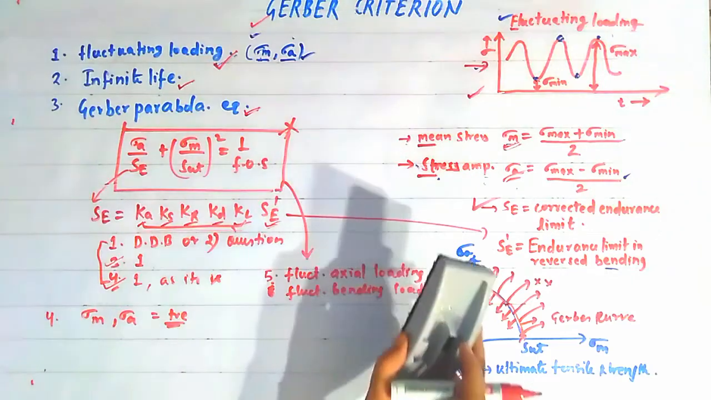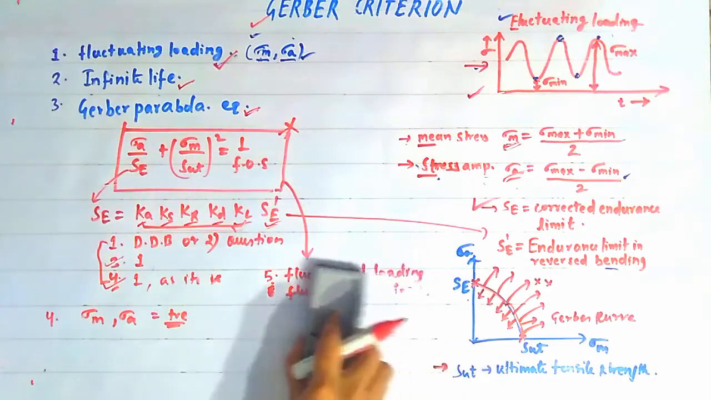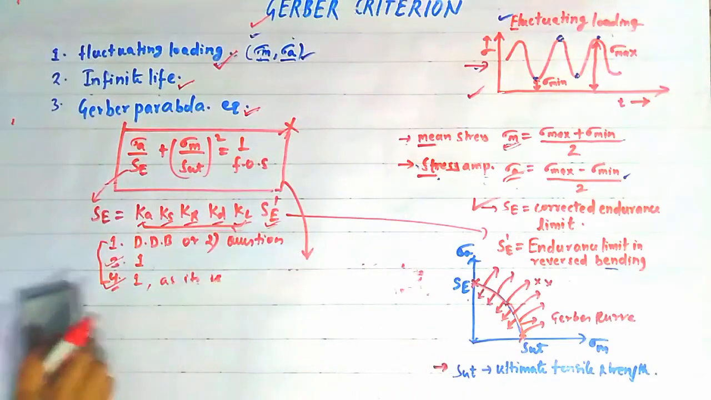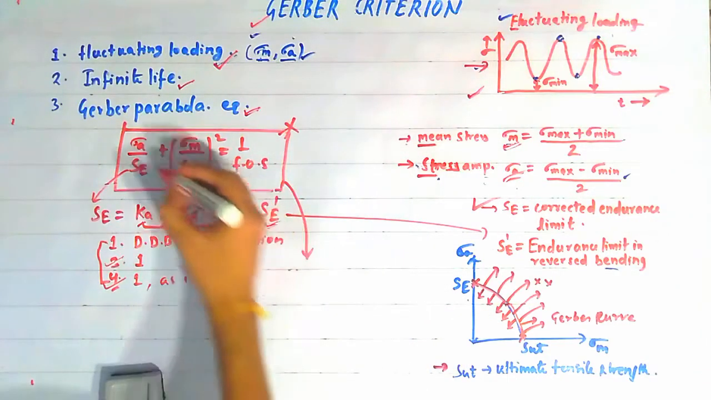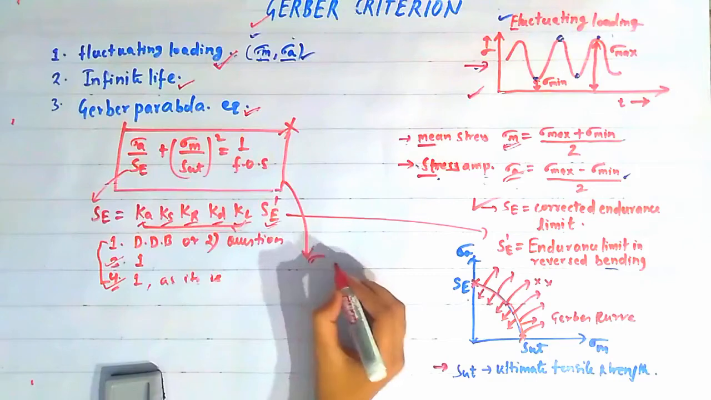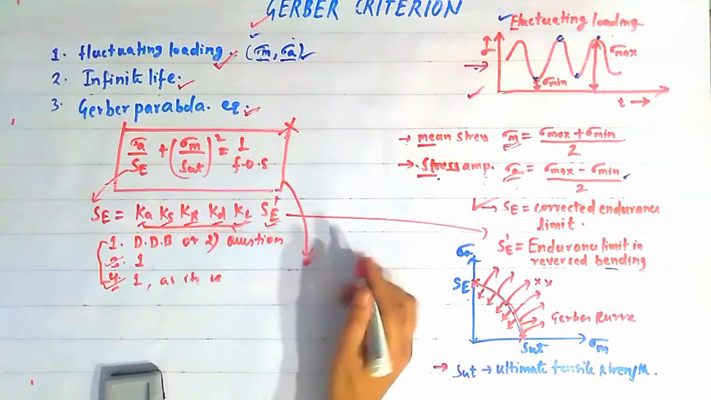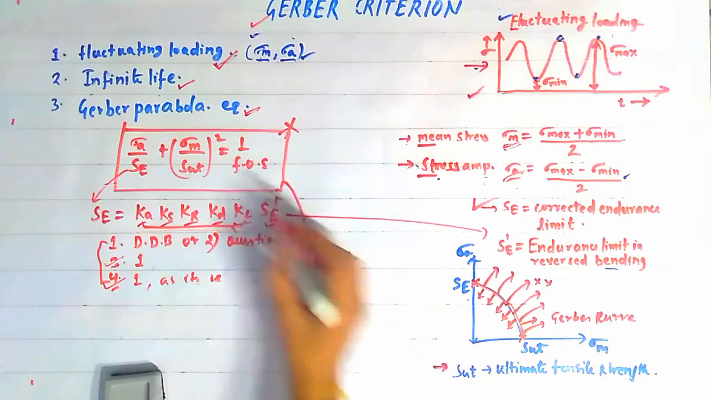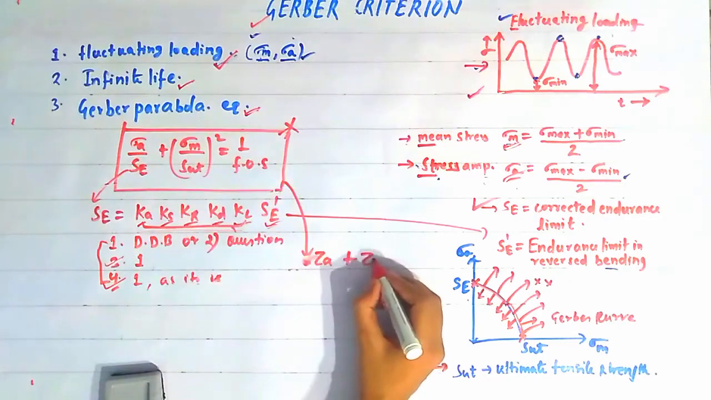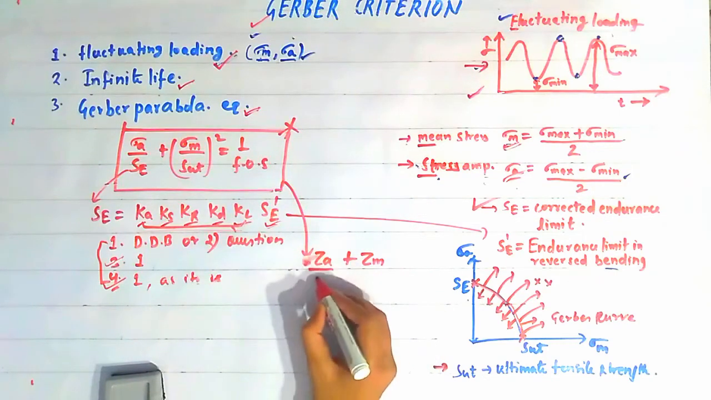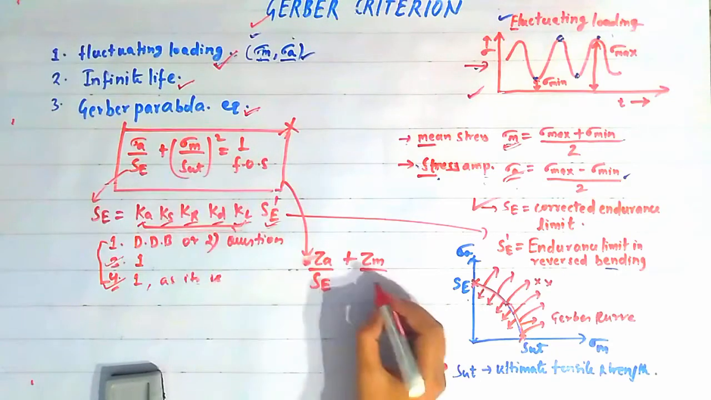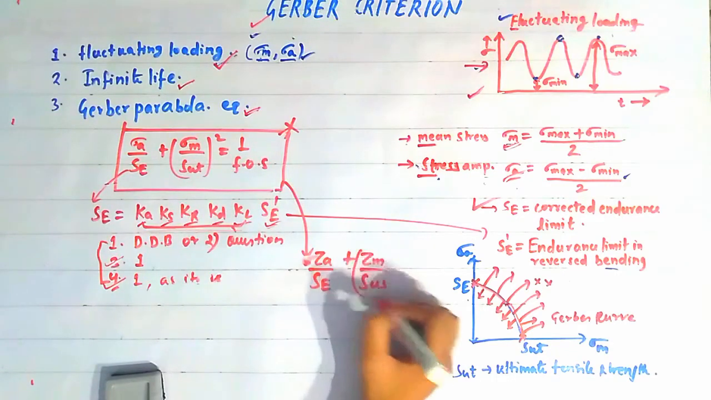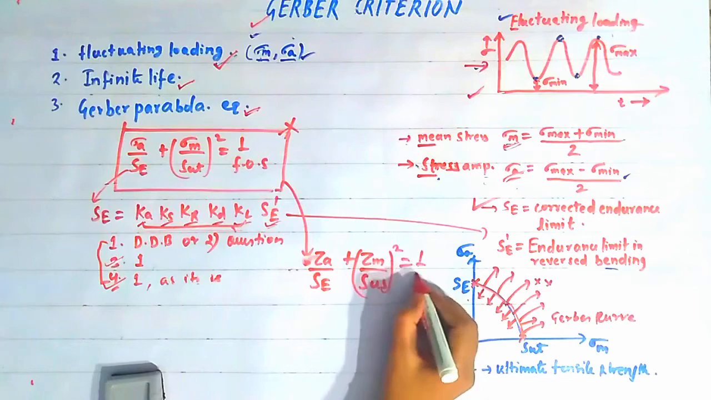So I am writing a formula for fluctuating torsional loading here. See friends, the formula is very simple. In place of sigma a, you have to write tau a. And in place of sigma m, you have to write tau m. In place of Se, you will substitute Se as it is. And in place of Sut, you have to write Sus. And the equation is almost the same.